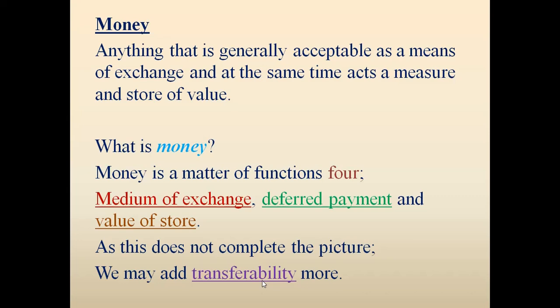And the last function is transferability. Nowadays, because of UPI, it has become very simple. You can transfer the amount to your friend's account or to your brother's account or to your sister's account. So money can be transferred from one account to another account. This is the function of transferability.